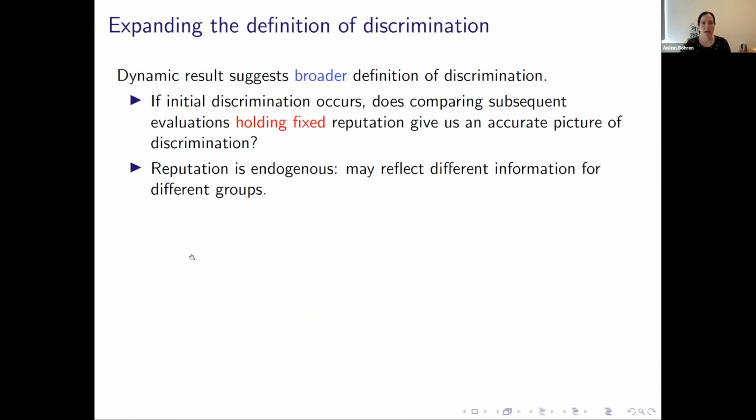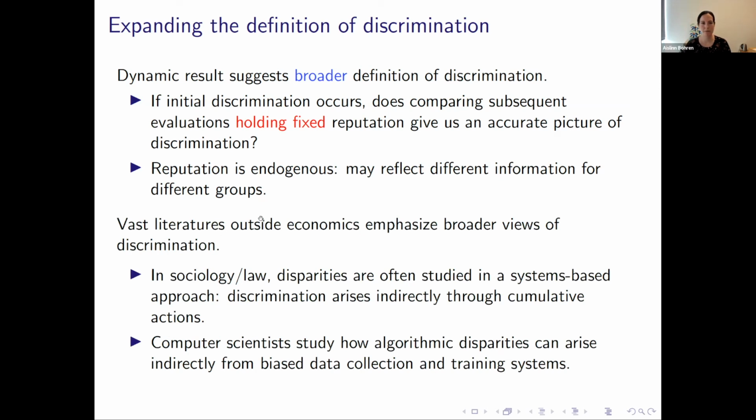discrimination. Specifically, if initial discrimination occurs, as we saw in the experiment, does comparing subsequent evaluations holding fixed reputation give us an accurate picture of discrimination? Because reputation is endogenous and may reflect different information for different groups, we may want to instead hold fixed the underlying productivity or quality of posts generated by the workers, rather than the way they're evaluated, which is filtered through the preferences and beliefs about their group.